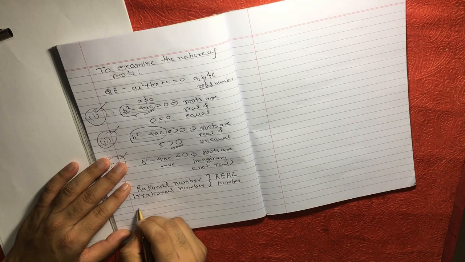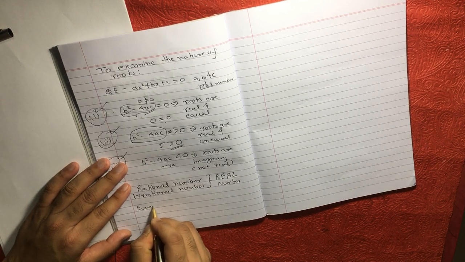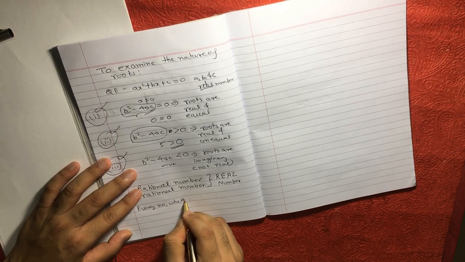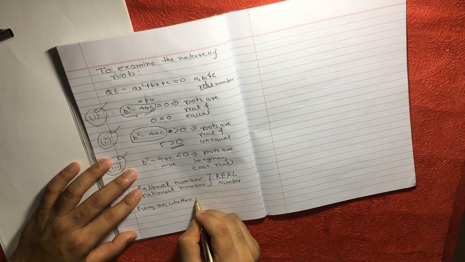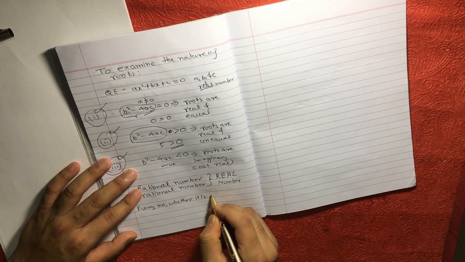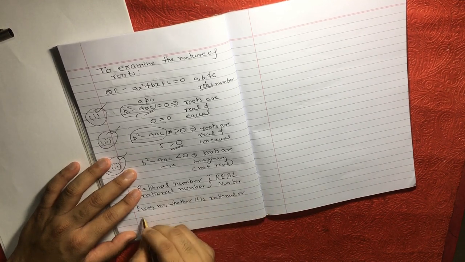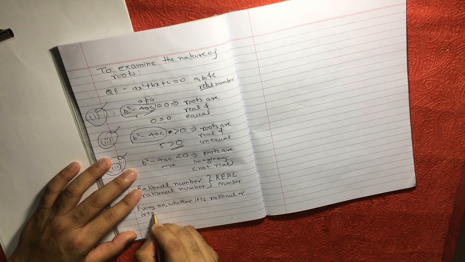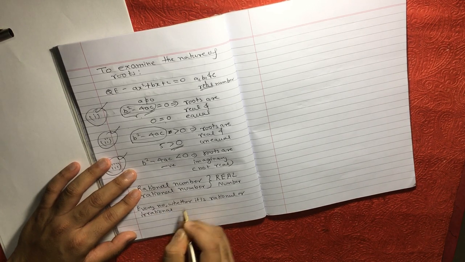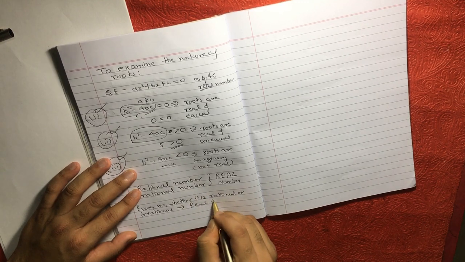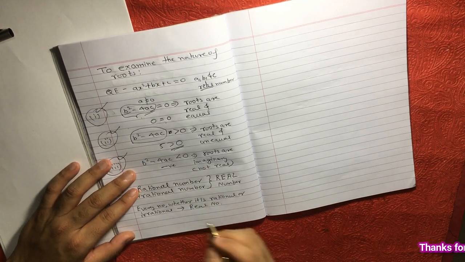Let me just write it. Let's say every number, whether it is rational or irrational, and that is a real number, right?